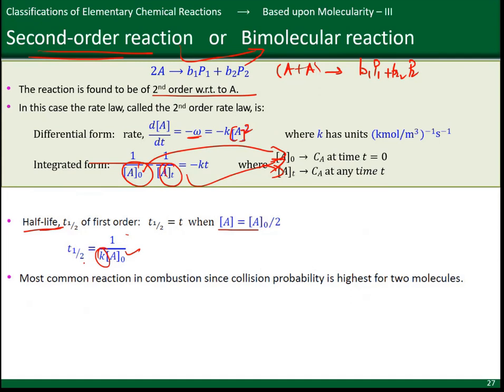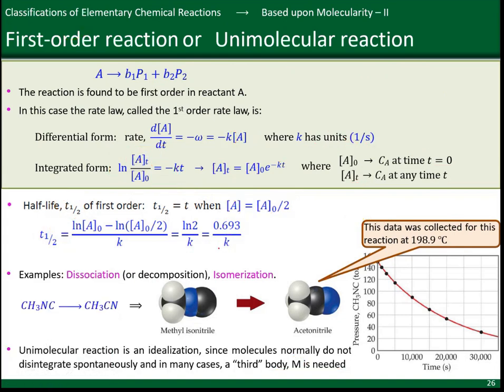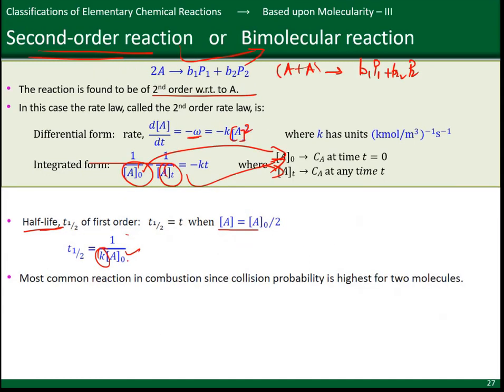Okay, so if we compare this with the first order reaction, in the first order reaction, the half-life did not depend on the initial concentration, right? It just depended on k. But when you're dealing with a second order reaction, it depends on the initial concentration as well. And thinking about it, bimolecular reactions are actually the most common kind of reactions, because you're having two molecules, and so the collision probability is, of course, very high.